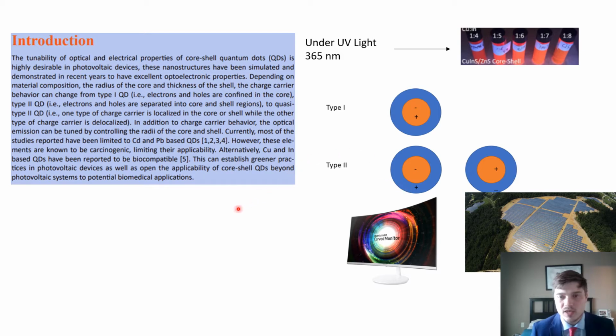That being said, quantum dots can be used in the photovoltaic industry for things like solar cells, LED displays, and things like that. Depending on what your application is, a type 1 particle may be more desirable for you, or a type 2 particle may be more desirable for you.